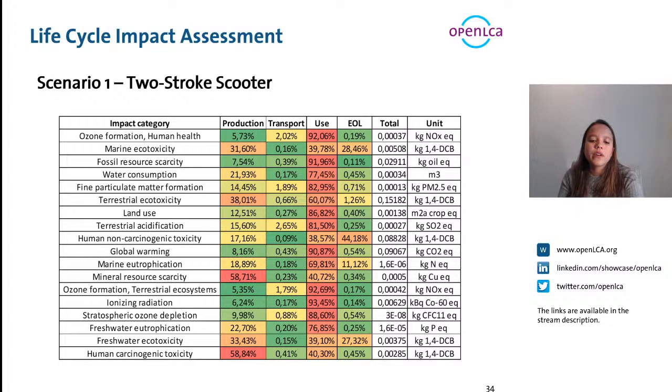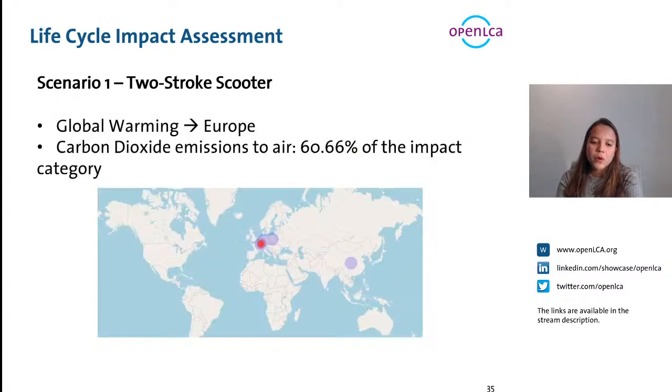So, for instance, if we go for fossil resources scarcity and we try to understand in the software, the main reason for that is the fuel applied that I showed in the beginning, the blend that is used. And if you look at global warming, if you see the distribution of the impact, the main focus is in Europe. So the main focus is really more or less where the scooter is used and is related to the emissions, mainly the emission of carbon dioxide. And this is interesting because in one of the first slides I showed you that the carbon dioxide emissions is one of the problems of the two-stroke scooter.